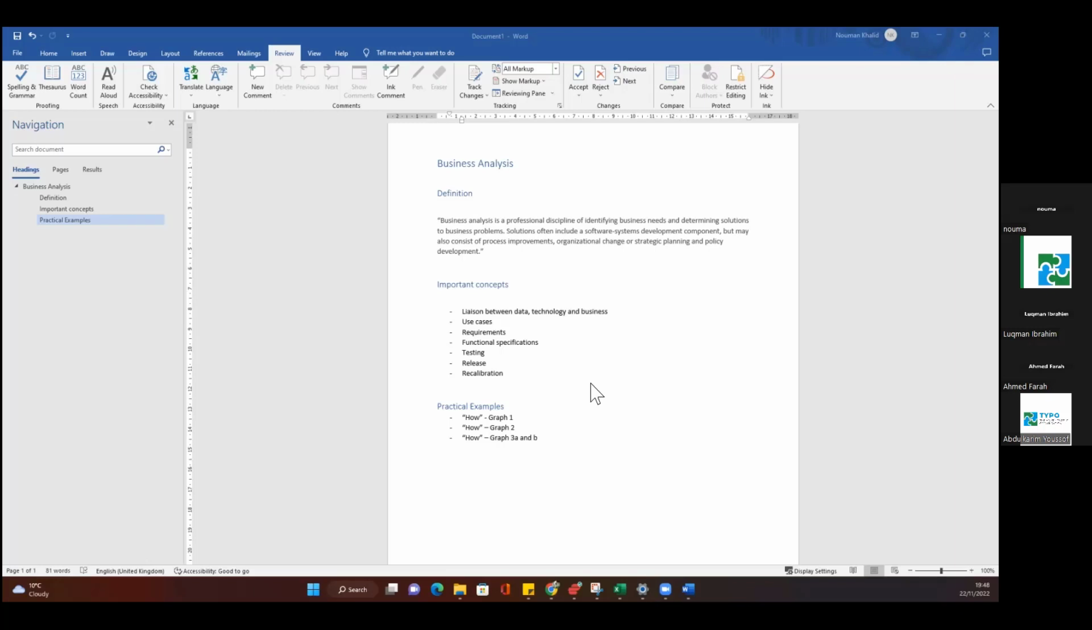So anyway, the definition. This definition is from the British Computer Society, you can find it online. Business analysis is the professional discipline of identifying business needs and determining solutions to business problems. Solutions often include software systems, but may also consist of process improvements, organizational change, and strategic planning and policy development. So what does that actually mean? Let's unpack that a little bit.